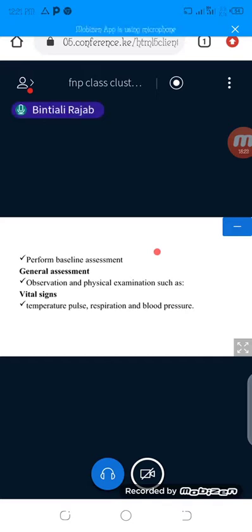You do a physical examination of the patient. And you take the vital signs of the patient. That is the temperature of the patient, the pulse of the patient, the respiration of the patient, and the blood pressure of the patient. Why is this important? It is very important for you as a nurse in the ward to do these baseline assessments because these now will make a point of reference.